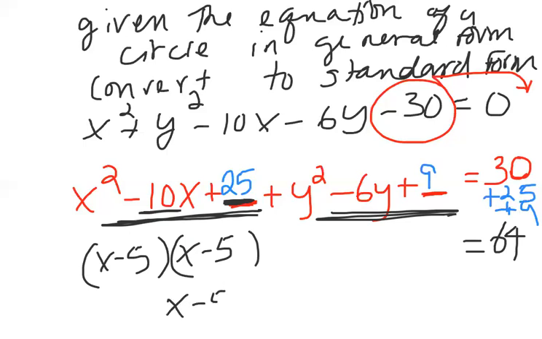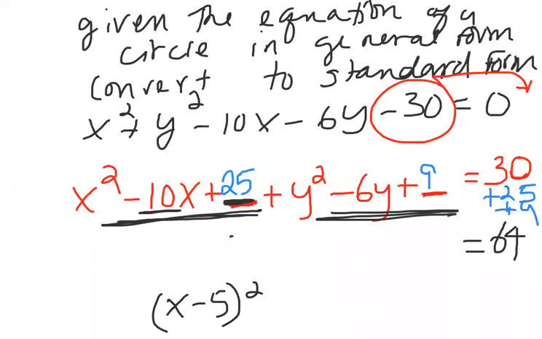Which we can rewrite as (x - 5) squared. You see that? Yes? No? Okay, let's do it again. This time, we're going to go over here. What two numbers multiply to give us 9 and add to give us negative 6?